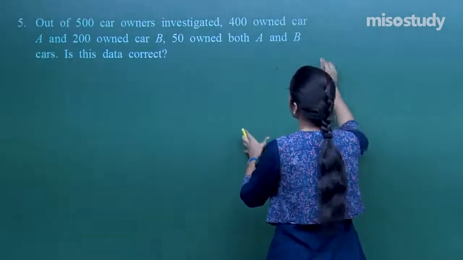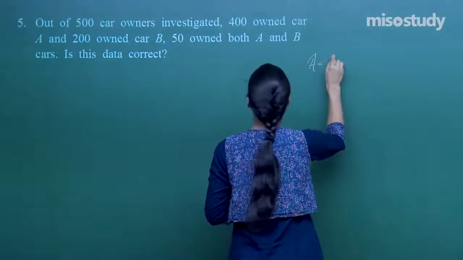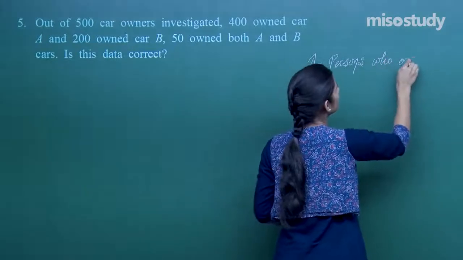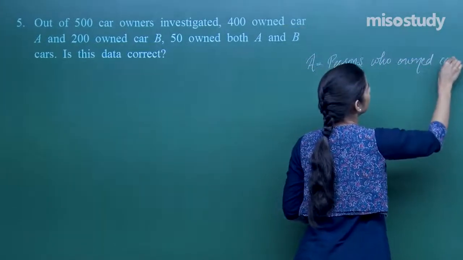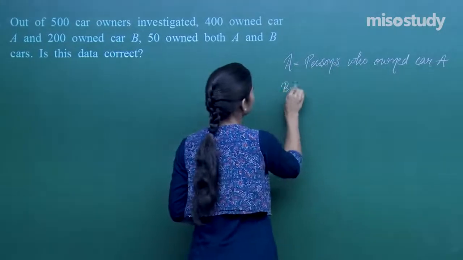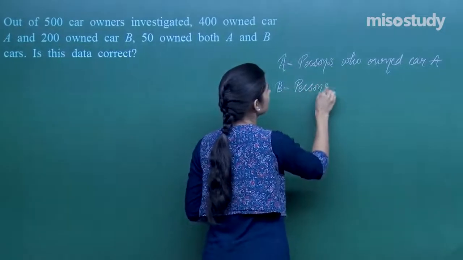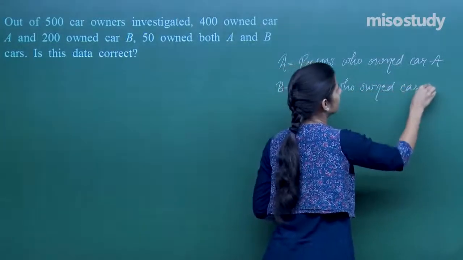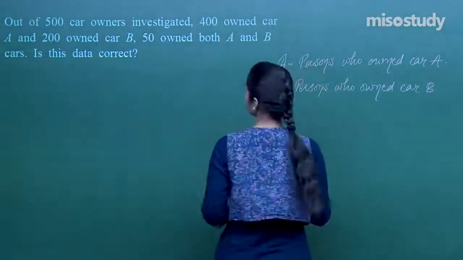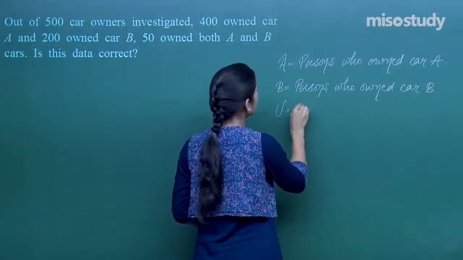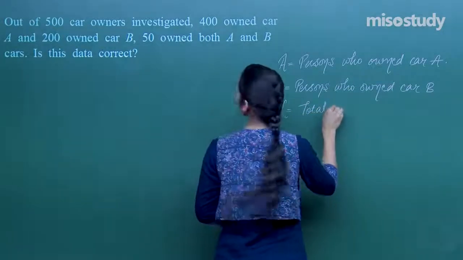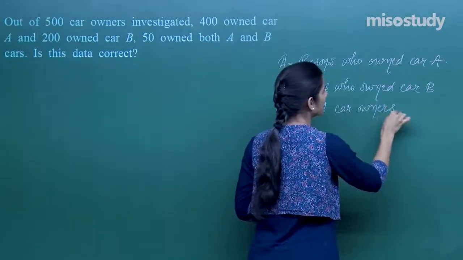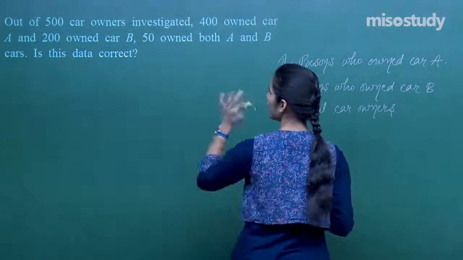Now I am going to define set A as persons who owned car A, and set B would be the set of persons who owned car B. Fine. This is the total car owners. Fine. Then it is given to you that 500 car owners were there.